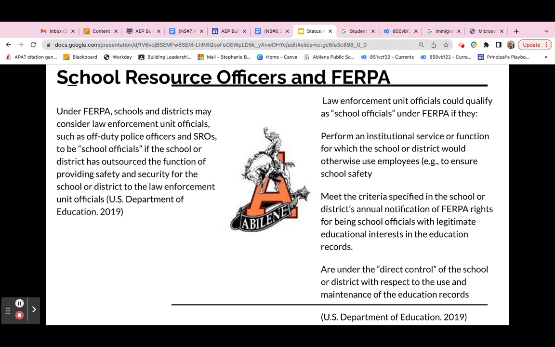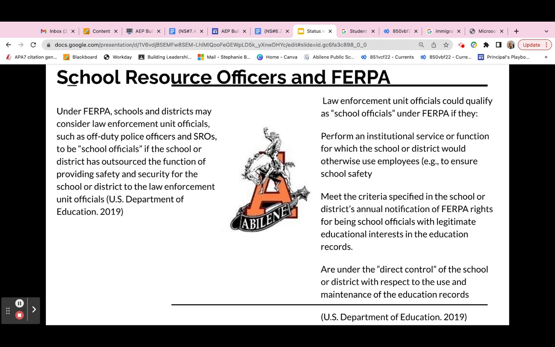We know that here at Abilene School, we do have a school resource officer that has been outsourced with our local police department, and so therefore the FERPA recommendation laws would include him within these jurisdictions.